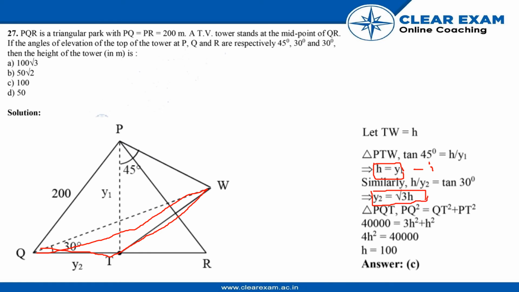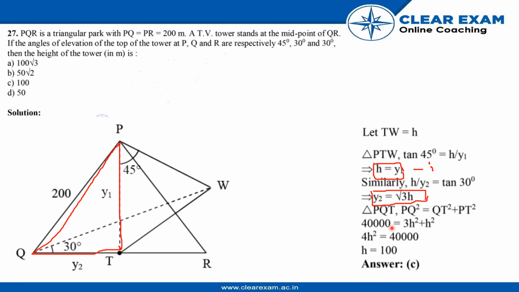So now considering the triangle PQT, in PQT we apply the formula PQ square equal to QT square plus PT square. That is the formula to find the length of the hypotenuse. We know the value of Y1, we know the value of Y2, right? If we find either of the values, either Y1 or Y2, we can find the value of H using equations 1 and 2.